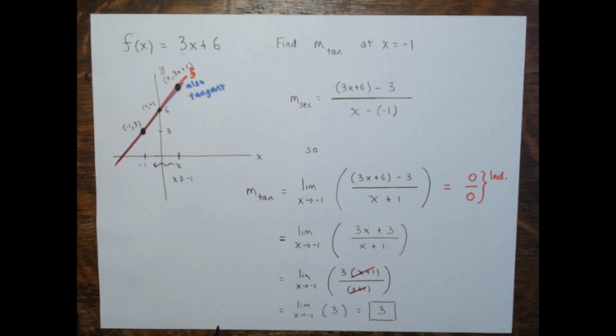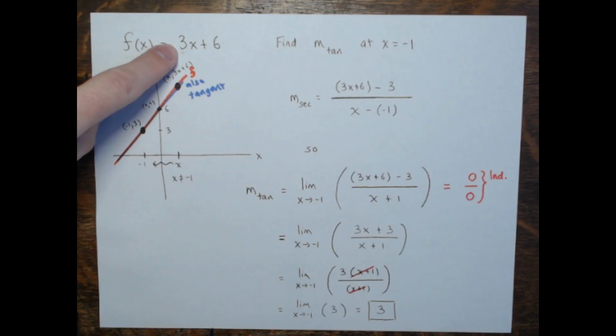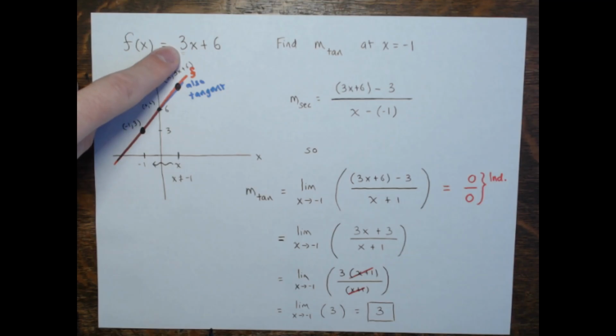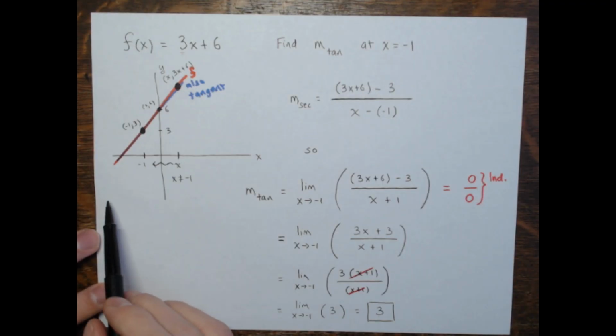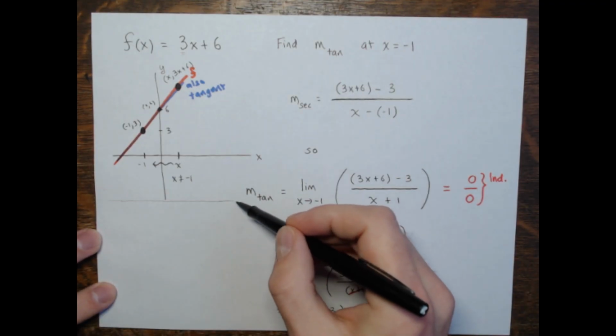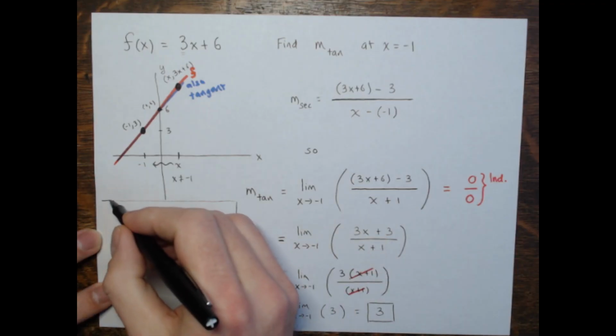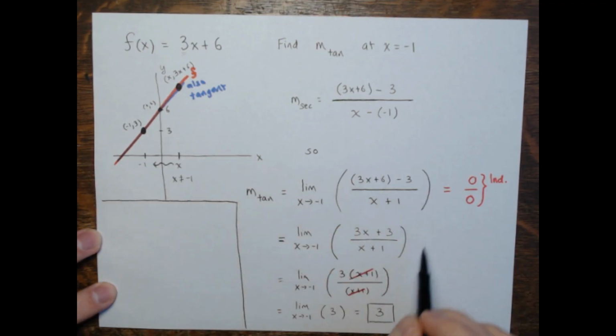So that's a shortcut for you. If your function is linear, like this one was, the derivative, the slope of any tangent line, will just be the slope of that line. So 3. Let's keep that in mind for maybe future problems. Now the other definition. Okay, so that was the first definition.